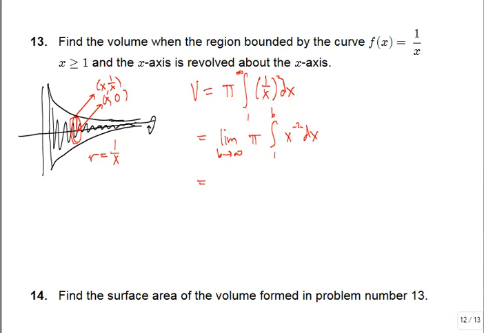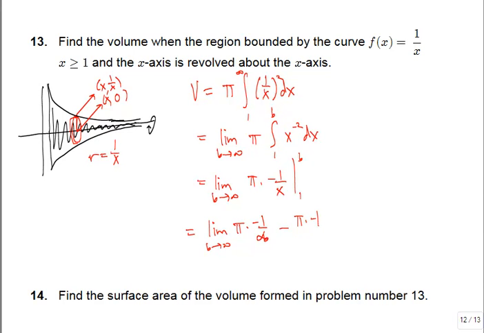So when I integrate that and I add 1 to the power, that's going to give me an x to the negative 1 over negative 1, which is the same as negative 1 over x from 1 to b. I have that pi out front and I have this limit out front. So when I plug in b on top, this is going to be pi times negative 1 over b minus, when I plug in 1, I'm going to get pi times negative 1.